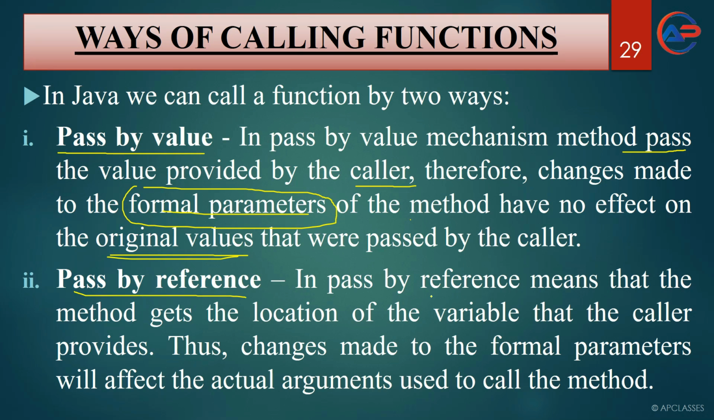But in pass by reference, what happens? It is a mechanism where the location of the variable, that is an object, is passed. You can say an object is passed from one method to another method, from the caller method to the called method. So any change made to the formal parameter will affect the actual argument. So any change you make to the formal parameter will change the actual argument.